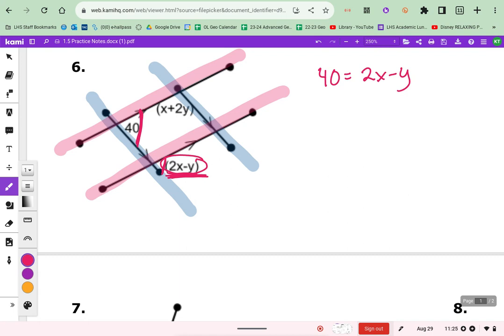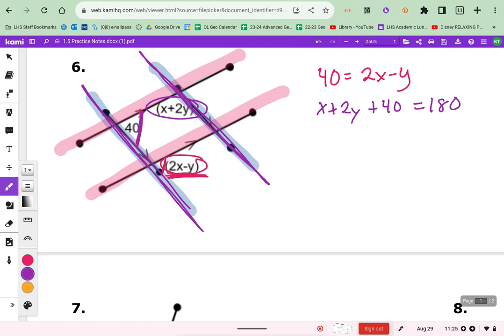Aha. Okay, so now we're going to look at this angle, the x plus 2y angle. What is another angle that has a relationship with that one? 40. Also 40. What relationship do they have? They're supplementary because they're same side interior. And they're using the blue parallel lines, so they're using different parallel lines. All right, so since they're supplementary, that means x plus 2y plus 40 equals 180.